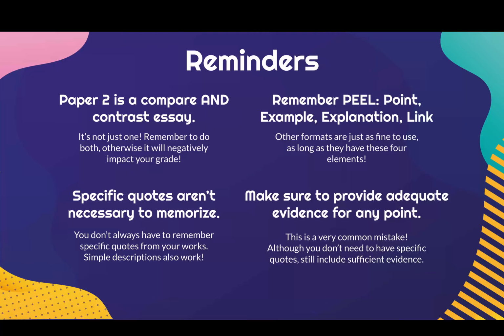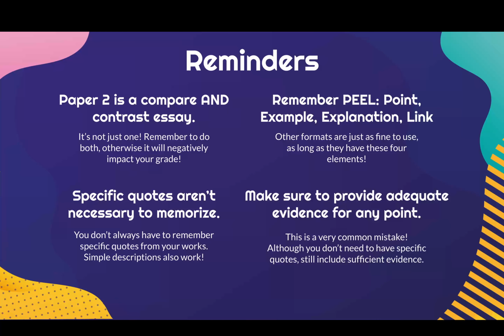Okay. And the last thing is to make sure to provide adequate evidence for any point. Now, obviously, one of the pieces of evidence could be a quote, but the evidence could also simply be a description, an explanation of what's happening in the scene. So if you're talking about character flaws, for example, it could be a description of the characters themselves. Even though you don't need to memorize specific quotes, you do want to provide adequate evidence for every single point that you've got.